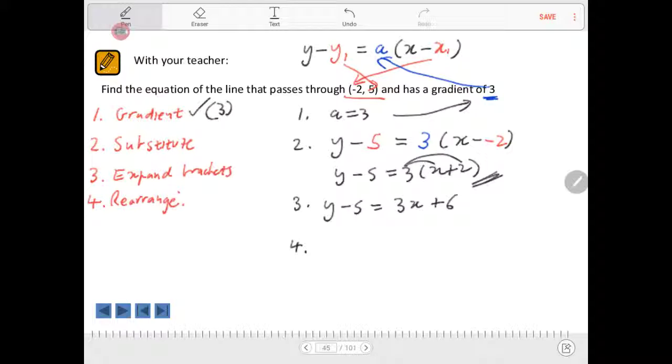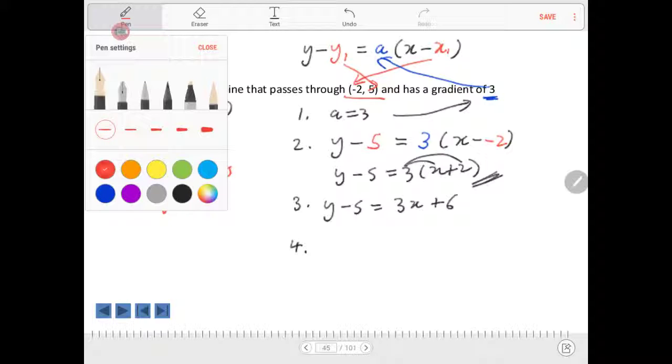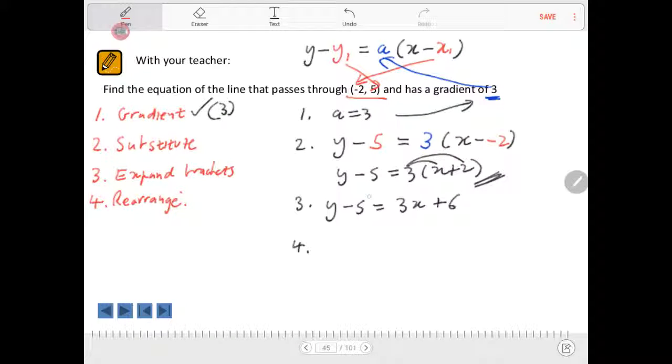Now step 4, fourth and final step, we want to rearrange to make y the subject and get y on its own. So this -5 comes over the other side and does the opposite operation, which is +5. So finally we end up with y equals 3x plus 11, because 6 and 5 go together to make 11. And there is our equation.